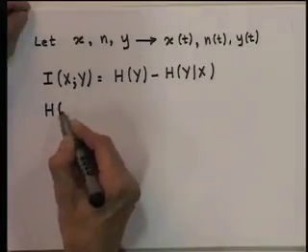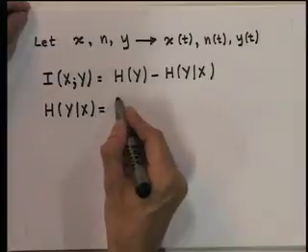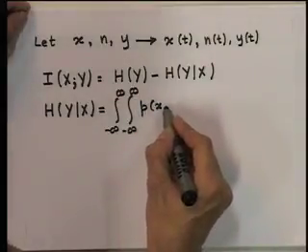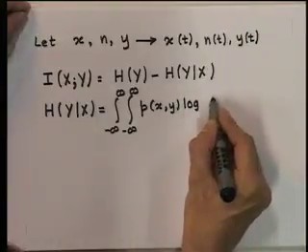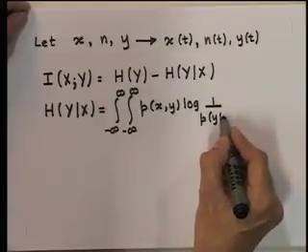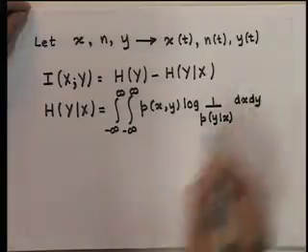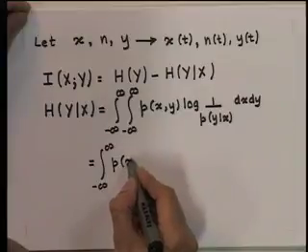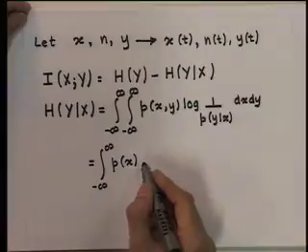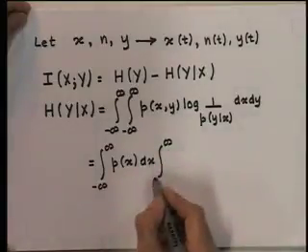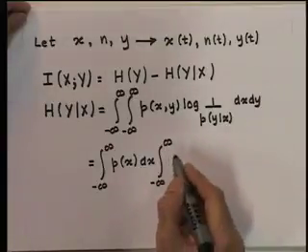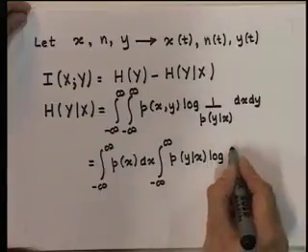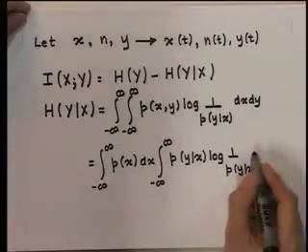Now, by definition, h(y given x) is equal to the double integral over minus infinity to plus infinity of joint PDF p(x,y) log of 1 by conditional PDF p(y given x), integrated over x and y, which can be rewritten as follows: integral of PDF p(x) multiplied by the integral over minus infinity to plus infinity of conditional PDF p(y given x) log of 1 by p(y given x) over dy.